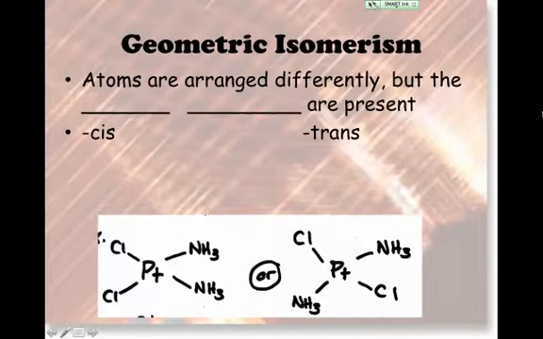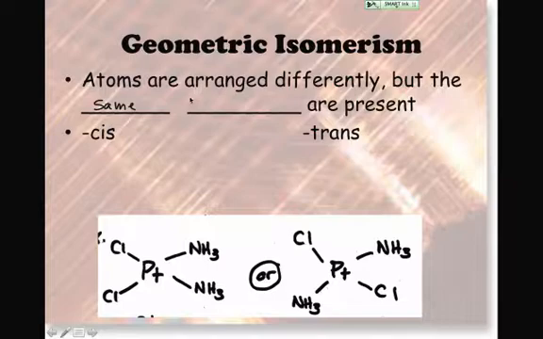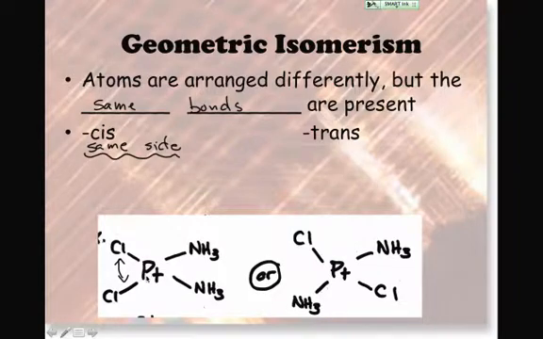In geometric isomerism, this would be a result where atoms are arranged differently, but the same bonds are present. And often these are referred to as cis or trans. So notice in the first example with platinum, the chlorines are located next to one another. Cis would be when the chloride ions are on the same side, or whatever ligands there are. When they're arranged on the same side of the atom, that's considered the cis type of structure. But trans is when they line up across from one another.